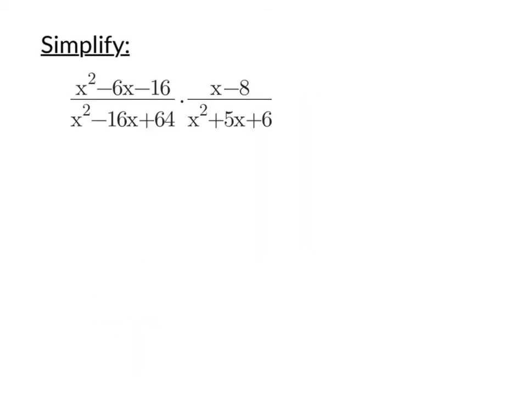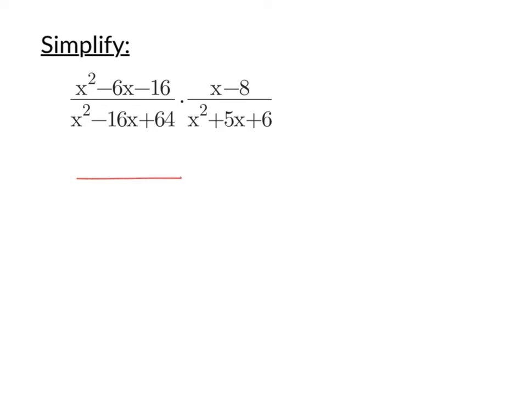So how about one that's more complicated? We have x squared minus 6x minus 16 over x squared minus 16x plus 64 times x minus 8 over x squared plus 5x plus 6. Man, we have to factor it. Have to. And just take them one side at a time.